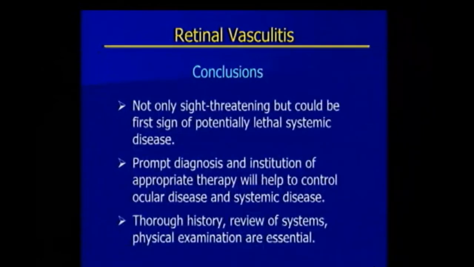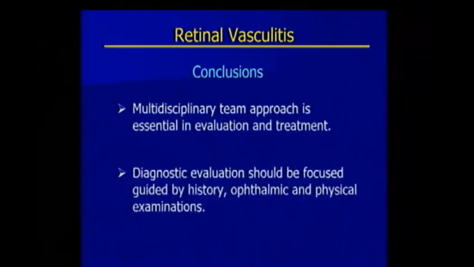So in conclusion, retinal vasculitis is not only a vision-threatening disease, but could be the first sign of a potentially lethal systemic disease. You need prompt diagnosis and institution of appropriate therapy that will help to control the ocular disease and systemic disease. That means that you need to have a good history, review of systems, and physical examination to make the diagnosis. A multidisciplinary team approach is essential in evaluation and treatment. Diagnostic evaluation should be focused, guided by history and ophthalmic and physical examination.